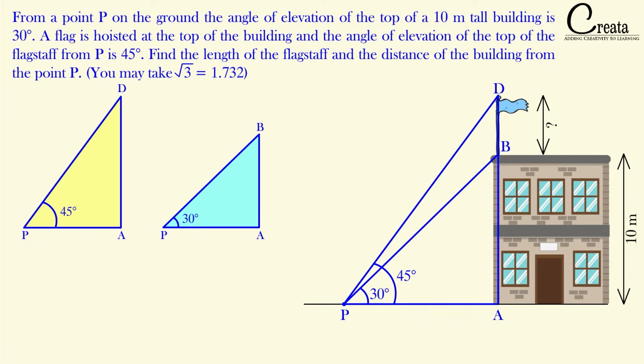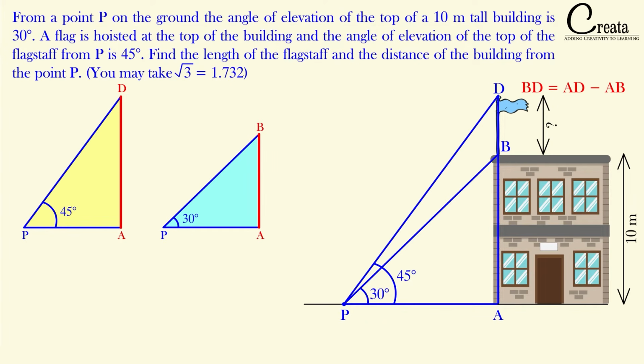You will understand it more as we take down the solution. Further, in this question, we have to calculate the length of the flag staff. That is, we have to calculate BD, this distance. The strategy that we will use is, from the first triangle, the big triangle, we will calculate the distance AD. And from the second, the smaller triangle, we will calculate the distance AB. And AD minus AB, we will get the distance BD. That is the answer, the height of the flag staff.